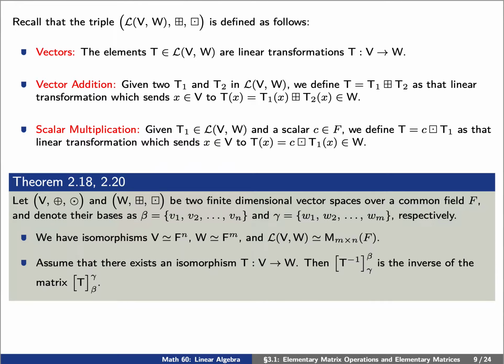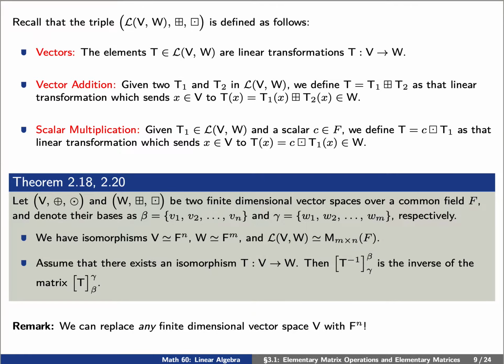With this, we're able to prove that given a vector space V that is n-dimensional and a vector space W that is m-dimensional, then V is isomorphic to F to the n, W is isomorphic to F to the m, and L(V, W) is isomorphic to the collection of m by n matrices. We also see that if T is an isomorphism, then the matrix representation of the inverse of T is just the inverse of the matrix representation for T.